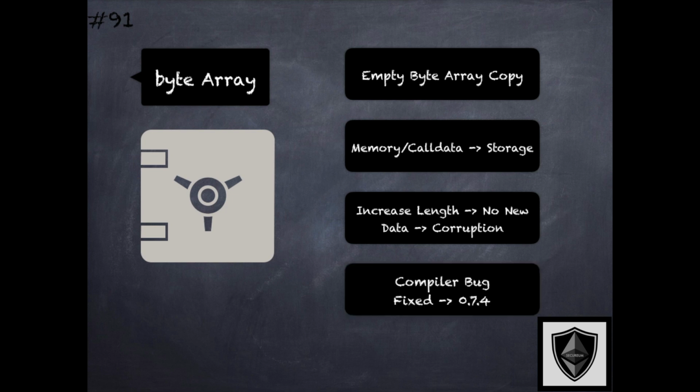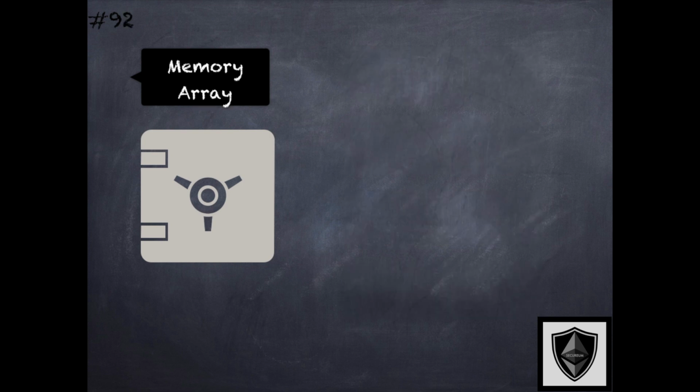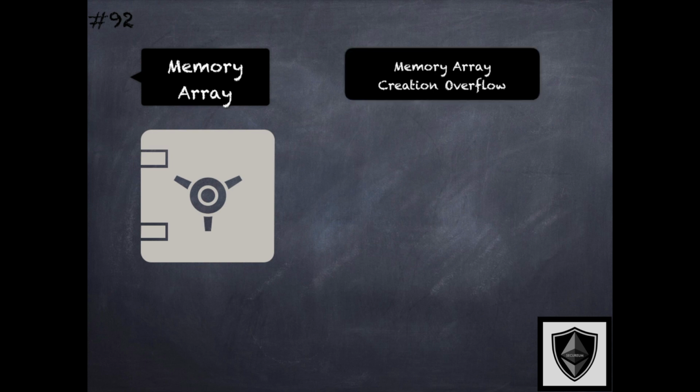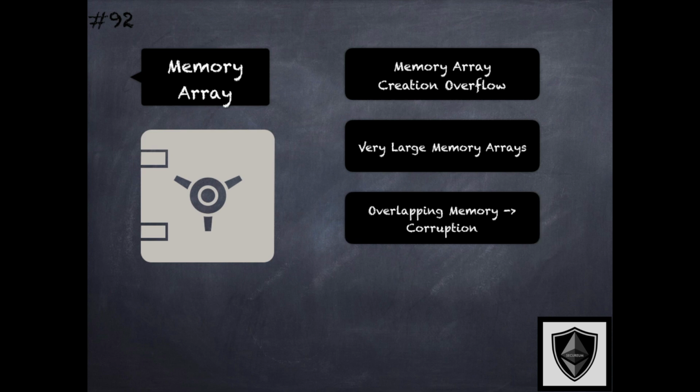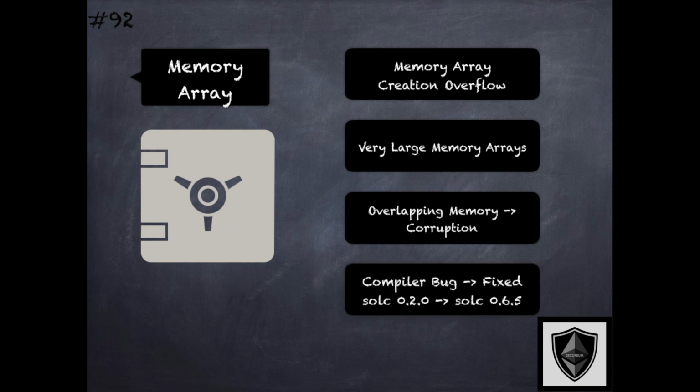This bug was nevertheless discovered and fixed in version 0.7.4. Another array-related compiler bug was specific to memory arrays and their creations. When such memory arrays were being created that were very large in size, then they would result in overlapping memory regions, which, as you can imagine, would lead to corruption. And in this case, notice that again, this compiler bug was present across multiple breaking versions, all the way from 0.2.0 to 0.6.5.